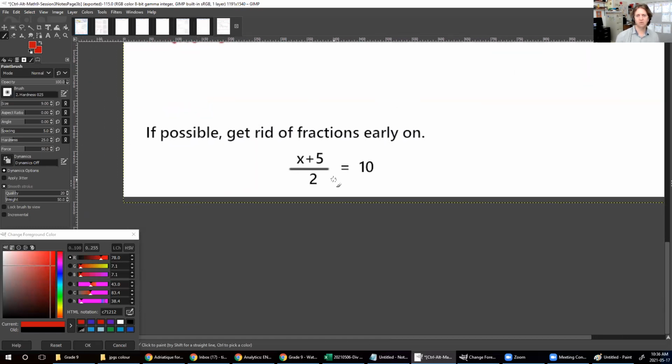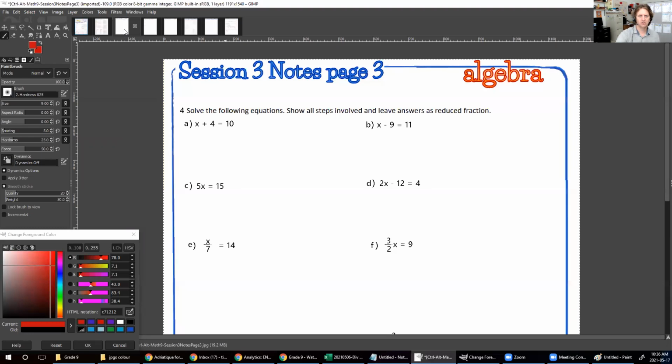And the last thing that I want to say is, if possible, get rid of fractions early on. I'm going to show you that while we're going through these examples. So without further ado, let's switch to page 3 here, and let's get motoring.